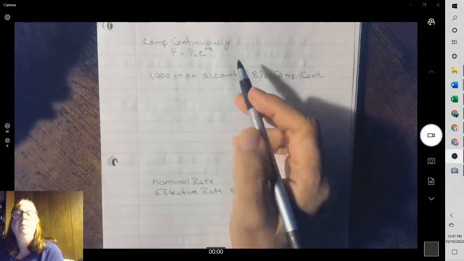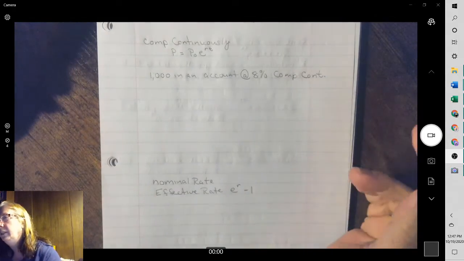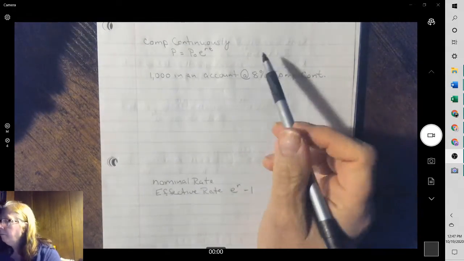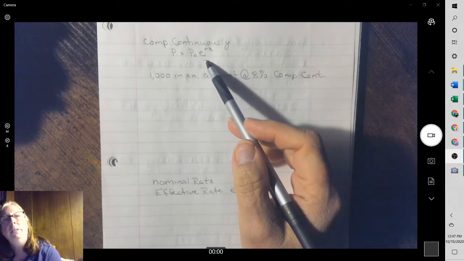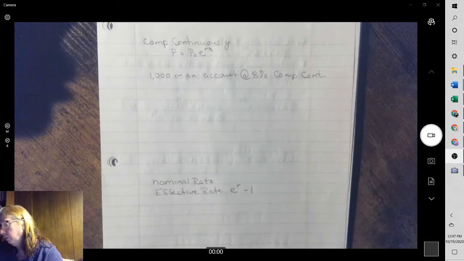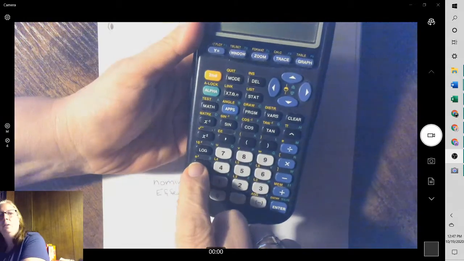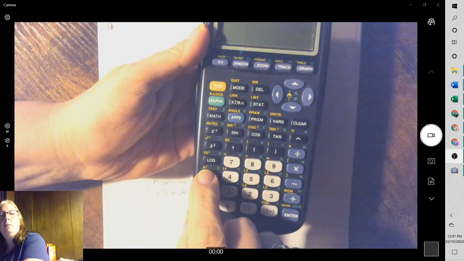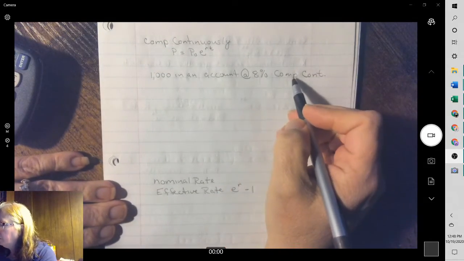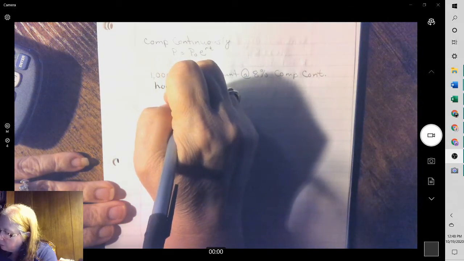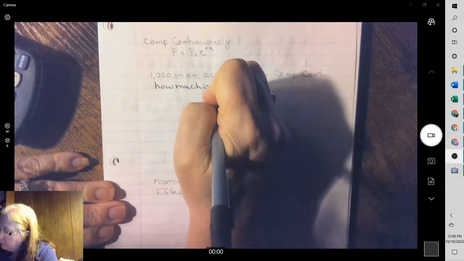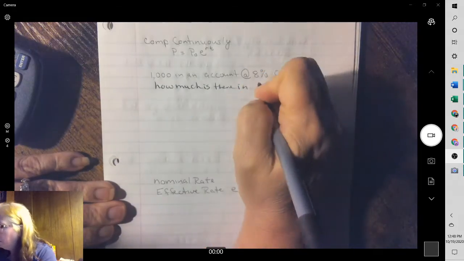We also have compounded continuously. So instead of monthly, or daily would be 365, it could be compounded continuously. Continuously uses the exponential function, but the rest of the values are all the same. And e is this function in your calculator right here. So if we have $1,000 in an account at 8% compounded continuously, how much is there in 3 years?